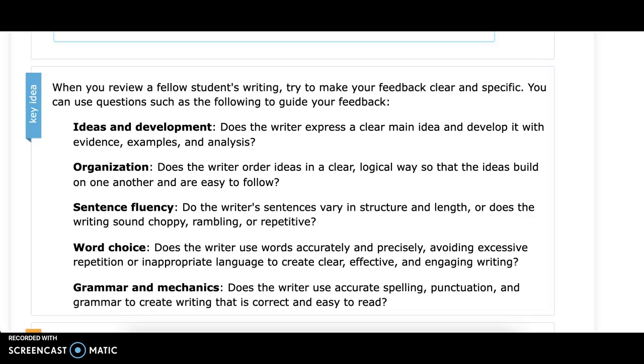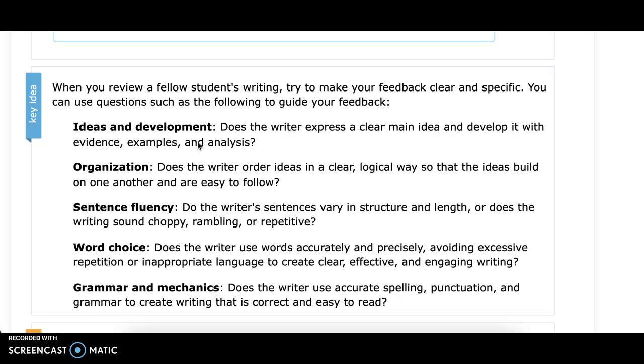Now, in this particular exercise, we have a handful of categories in which we are going to be specifically looking for improvement. So the first task is making sure that we really understand these different categories. The first one is about ideas and development. Ideas and development beg the question, does the writer express a clear main idea, and do they actually develop it with evidence, examples, and analysis?